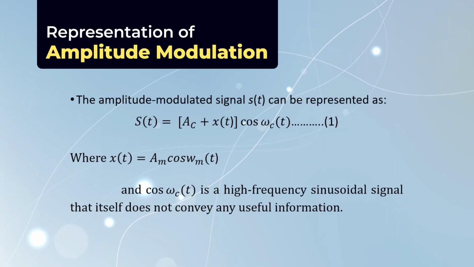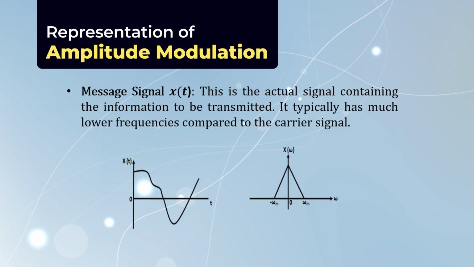The expression of the amplitude modulated signal is given by s(t) = (Ac + x(t)) cos(ωc t), where x(t) represents the modulating signal, which is given by Am cos(ωm t), and cos(ωc t) is a high frequency sinusoidal signal that itself does not convey any useful information. The message signal x(t) is the actual signal that contains the information which needs to be transmitted, and it typically has low frequency compared to the carrier signal frequency.